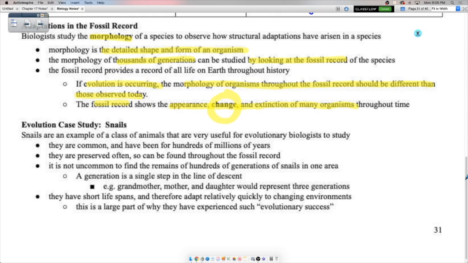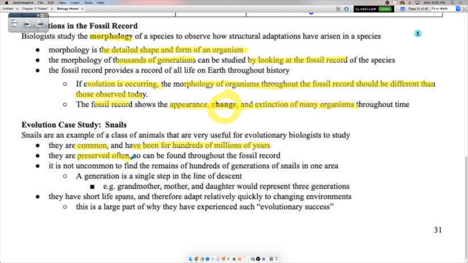So we're going to take a little look at this happening, okay? We're going to do a case study on snails. Normally in class you would just do this, but we'll do it together on the video since you folks aren't here. So why snails? They're a great example, okay? They are common and they have been for hundreds of millions of years. So there's tons of them in the fossil record. They are very easily preserved, or relatively easily preserved, right? So you can find a whole bunch of them in the fossil record. Again, they would make a good index fossil probably.